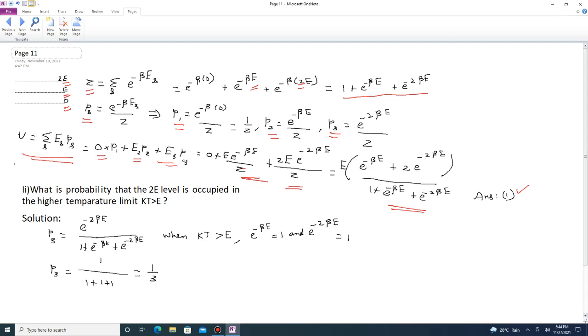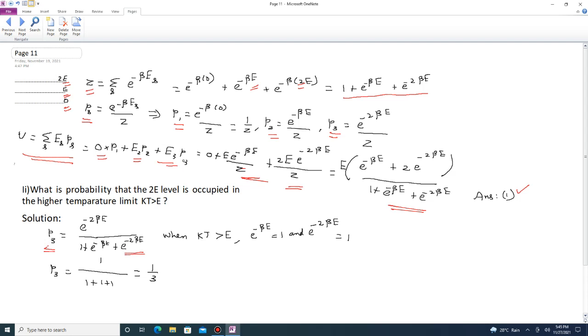Now what is the probability that the 2E level is occupied in the higher temperature limit, kT greater than E? So this is the second part of this problem. The expression for this is P3, because 2E is the third level. So P3 is e power minus beta into E3, which is 2E, so e power minus 2 beta E, whole divided by Z. This is the expression for it.